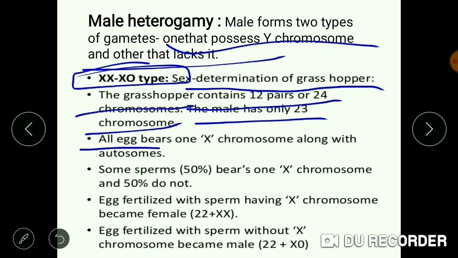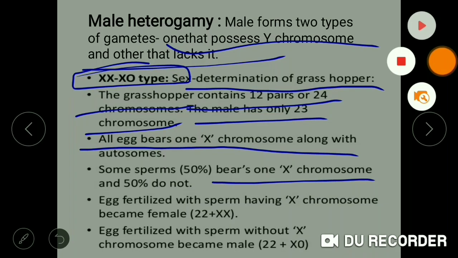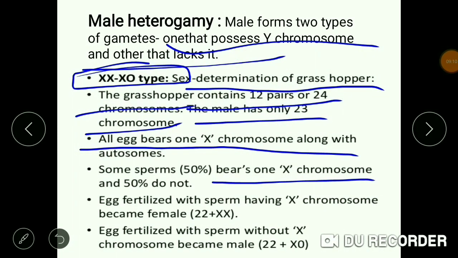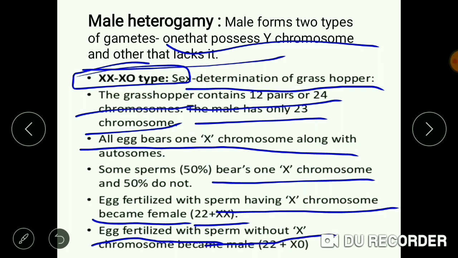All the eggs bear one X chromosome along with the autosomes, while some of the sperms bear one X chromosome and 50% do not. So the egg fertilized with the sperm having X chromosome becomes a female with 22 plus XX chromosomes, while the egg which gets fertilized with the sperm without X chromosome becomes a male with 22 plus X naught.